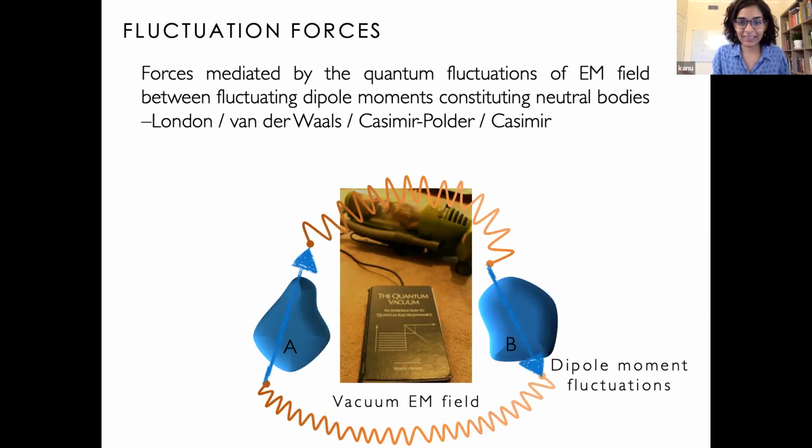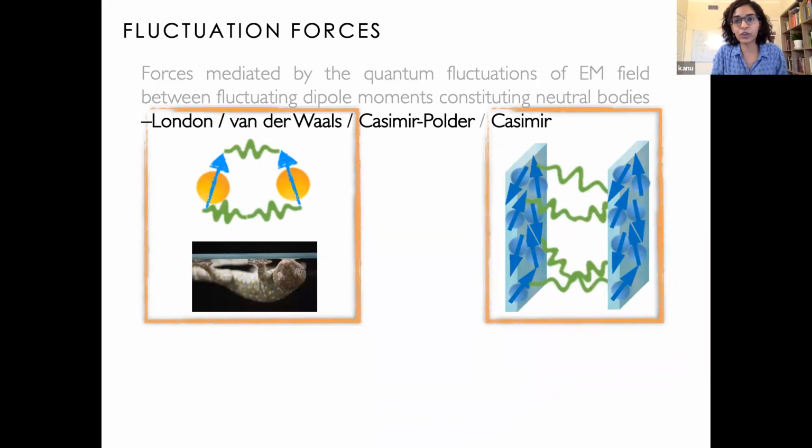The essential idea is this. So let's say we have two neutral bodies, A and B, that are separated by the vacuum electromagnetic field. And here is my vacuum cleaner. And as there's an interaction between light and matter, there are spontaneous fluctuations in the dipole moments that constitute the two bodies, as well as the electromagnetic field, which mediates an effective interaction between A and B, leading to a force. And depending on what's the shape, size, material properties of these objects and who originally happened to study them, we call these forces by different names.